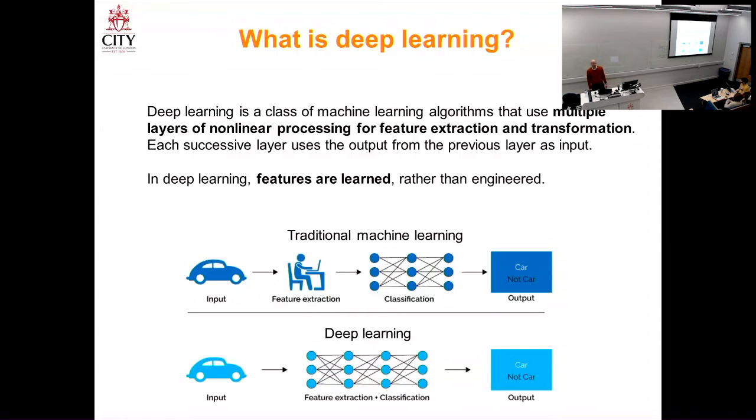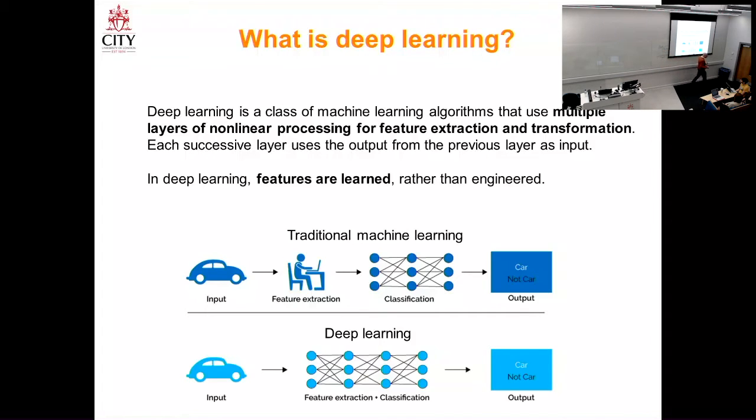Okay, so what is deep learning? I think you're all familiar with the concept now. Essentially, deep learning, you're using neural networks. And these neural networks have multiple layers of nonlinear processing for feature extraction and transformation. So each successive layer is going to take the output from the previous layer and then perform some processing on it. So the interesting thing about deep learning is that the features are learned.